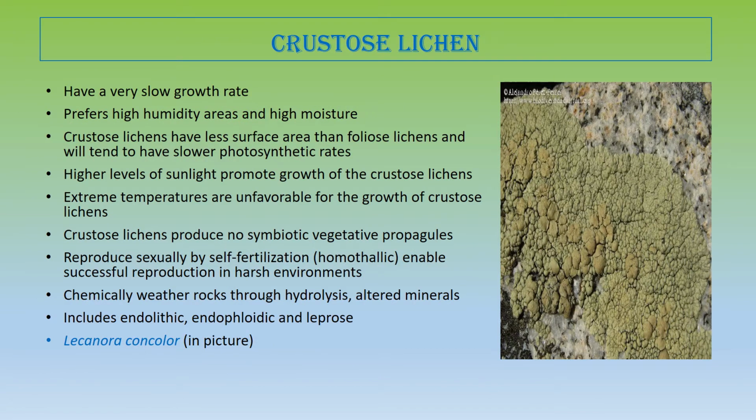Crustose lichen is a very slow grower because it is an extremophile. As it grows over a wide range of temperature and a wide range of humidity, such a resilient plant has a very slow growth rate because it grows in extreme conditions. Though it prefers high humidity, high moisture and high sunlight, crustose lichen has a slow growth rate. One of the other reasons is that it has low surface area compared to volume.